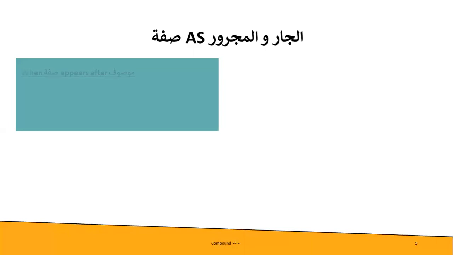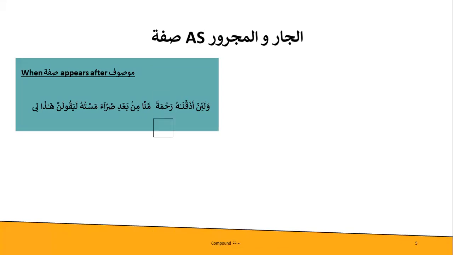Let's look at the examples. When sifa appears after mawsuf, in the normal case, mawsuf first and sifa appearing after. This is an ayah from Quran where rahmatan is your mawsuf and minna is your sifa. The translation would be mercy from us. So you can see mercy is your mawsuf. From us is describing the mercy. So that becomes the sifa.